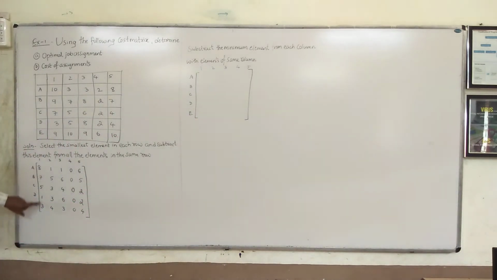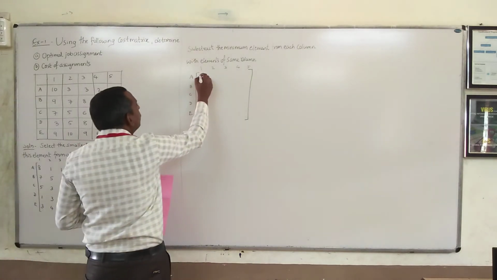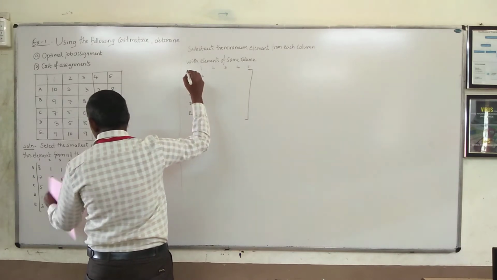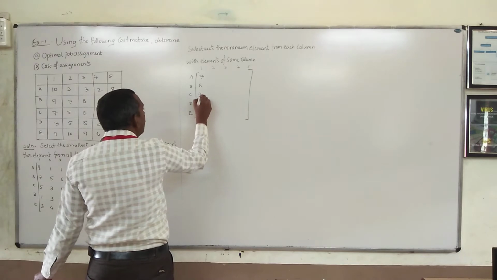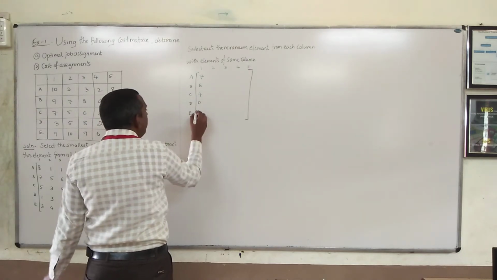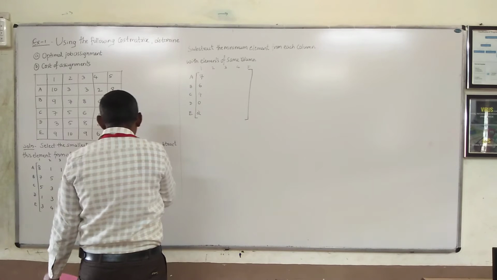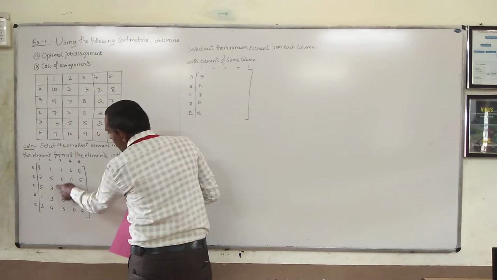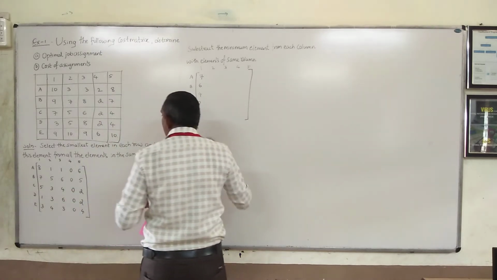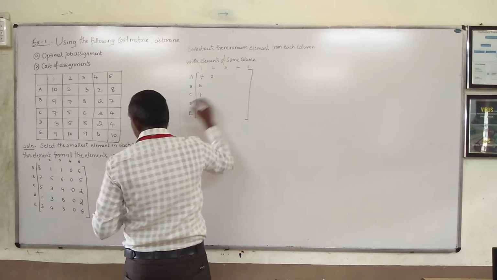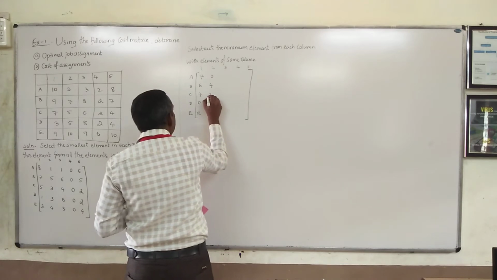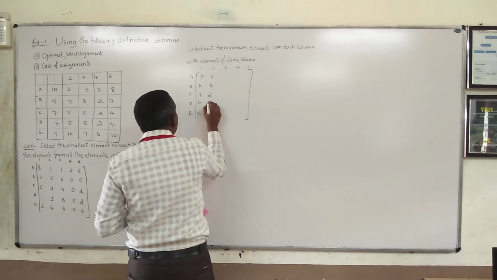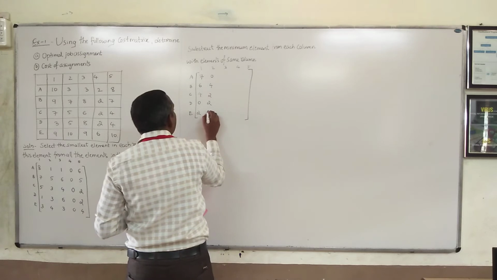Now what happens here? Which is the minimum element in this column? 1. So 8 minus 1 is 7. 7 minus 1 is 6. 5 minus 1 is 4. 1 minus 1 is 0. 3 minus 1 is 2. Fine. So again find the minimum element in the next column, that is 1. That is 1 minus 1 is 0. So 5 minus 1 is 4. 3 minus 1 is 2. 3 minus 1 is again 2. 4 minus 1 is 3.